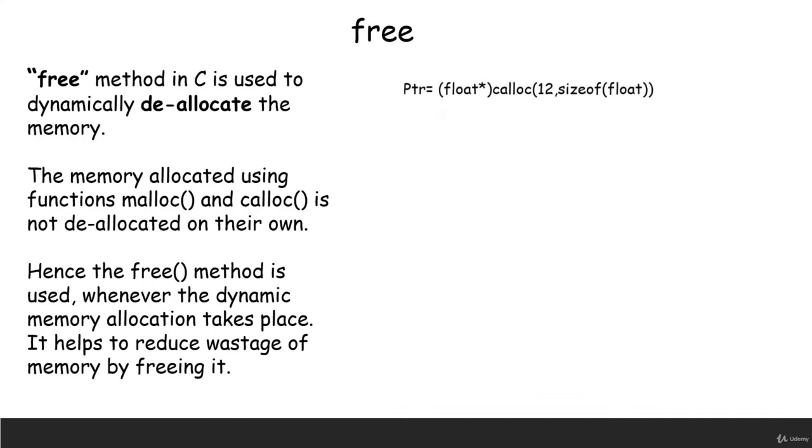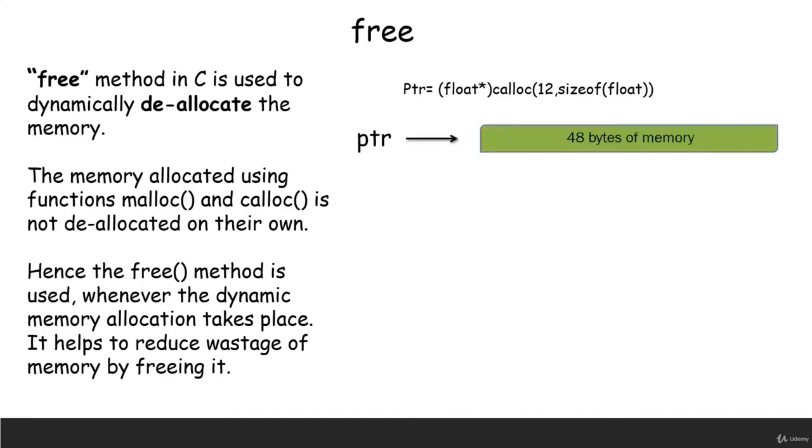Let's have one example on it. pointer = (float *) calloc(12, sizeof(float)). Here again we are allocating memory to the pointer using calloc, and the size of the memory would be 48 bytes.